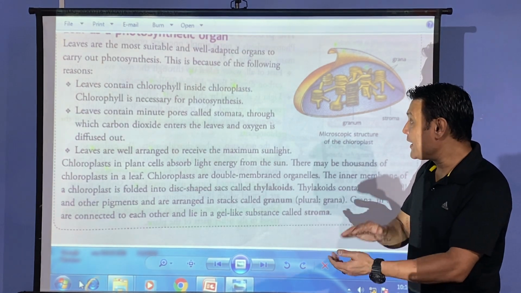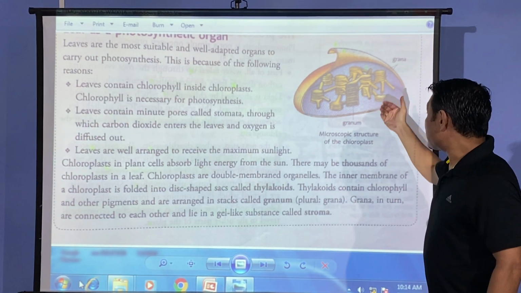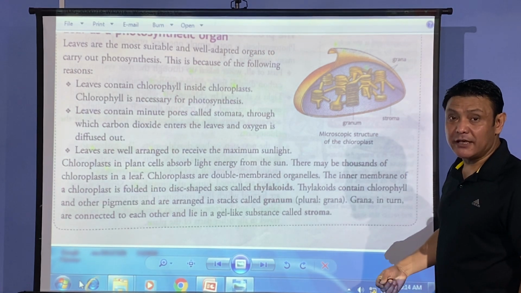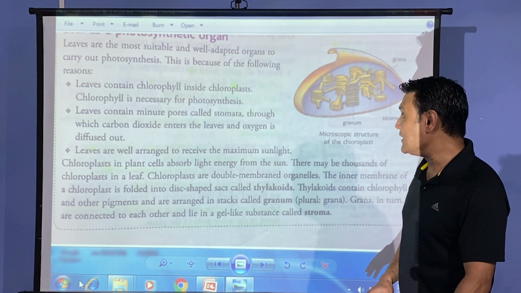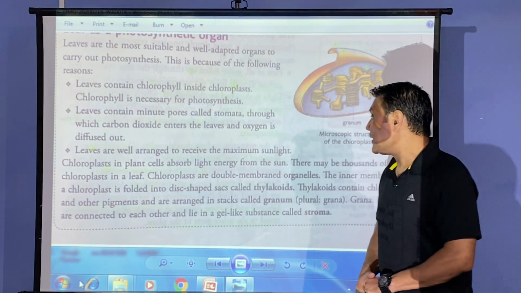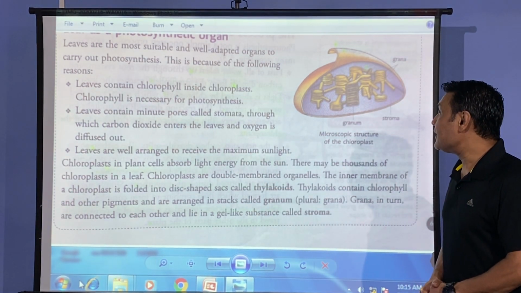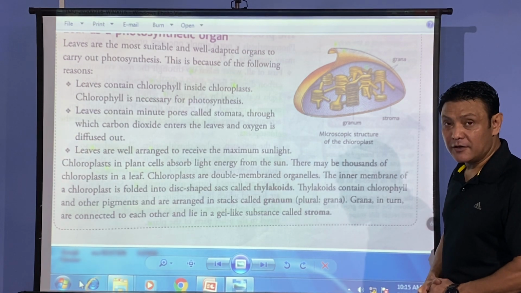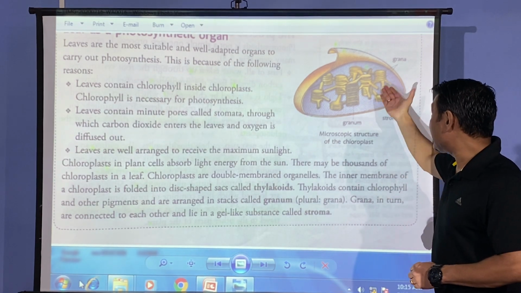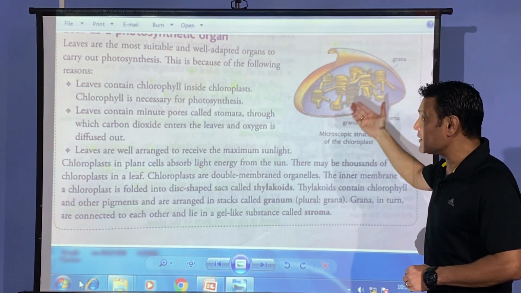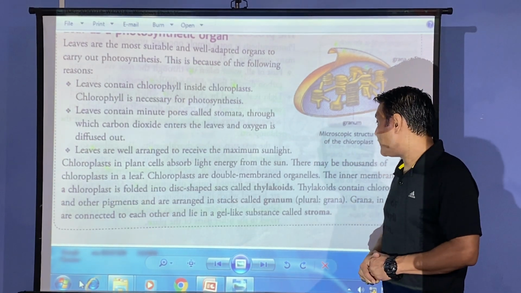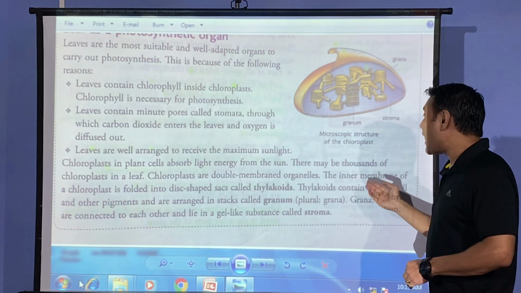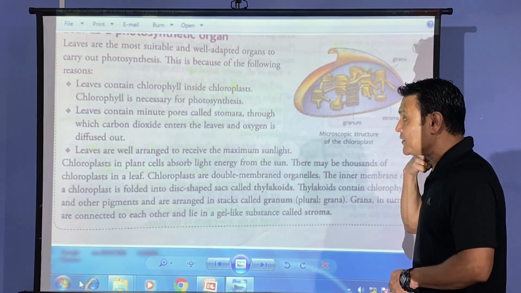Is it okay? Now, since we are talking here about chloroplast, a plastid which contains chlorophyll, let us talk a little bit about it in detail. Chloroplasts in plants absorb light energy from the sun. So the chloroplast, as you can see, which contains chlorophyll, absorbs the solar energy or the light energy from the sun. There may be thousands of chloroplasts in the leaves.